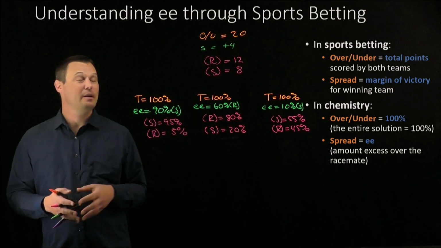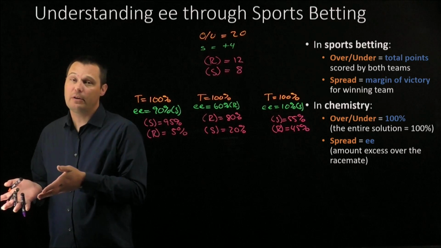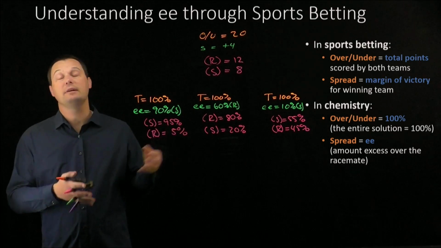This is the nice part about enantiomeric excess. You can memorize all the calculations, but you don't have to. Sports betting makes the analogy quite simple.